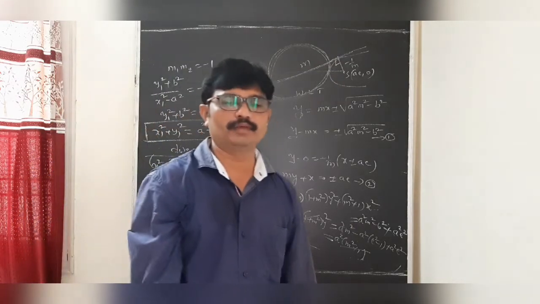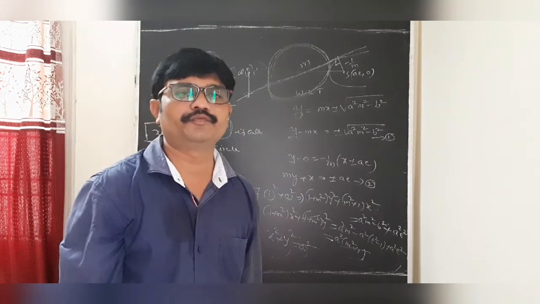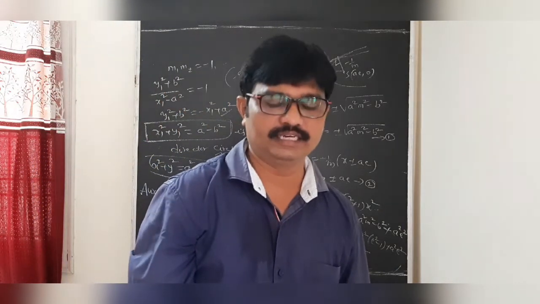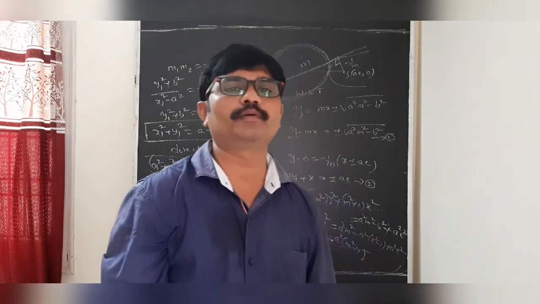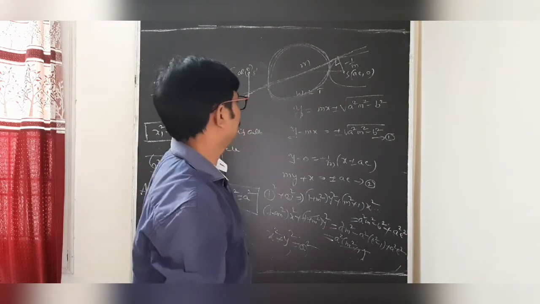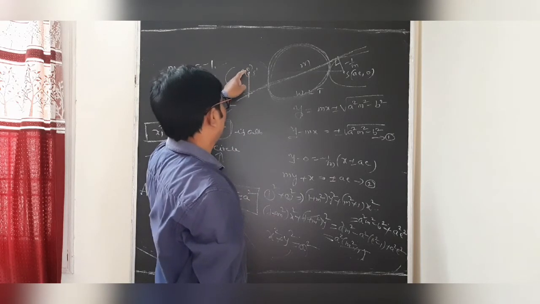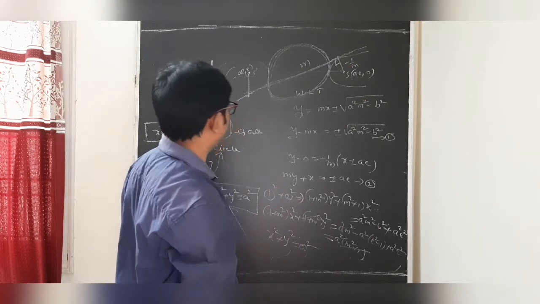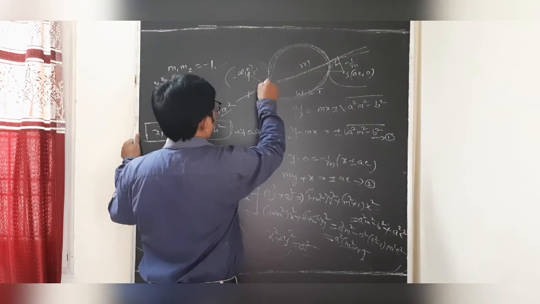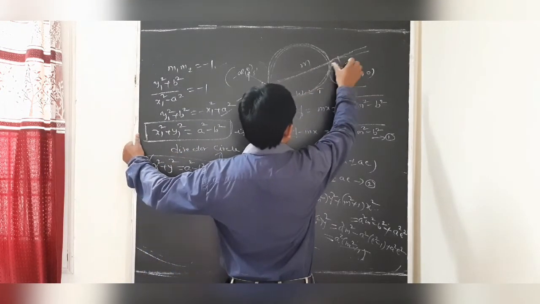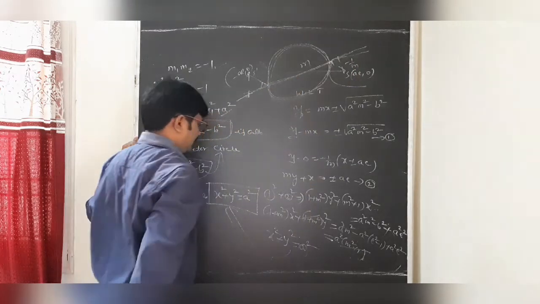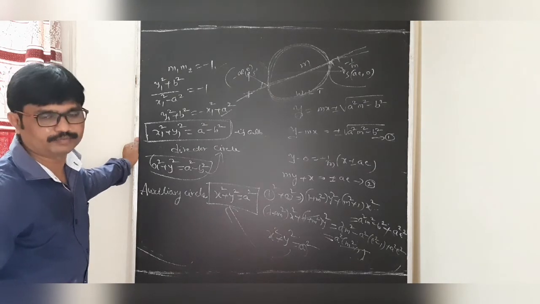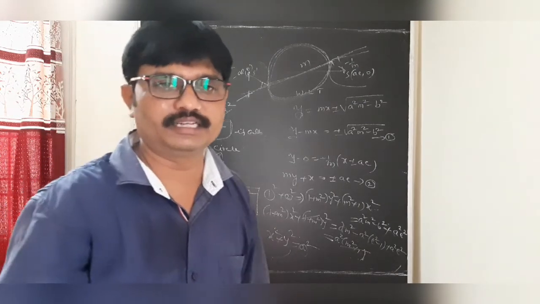So the locus of the feet of the perpendicular drawn from the foci to any tangent lies on a circle. Undoubtedly, it lies on a circle, dear students, and it is concentric with the ellipse. Then the circle is said to be the auxiliary circle.